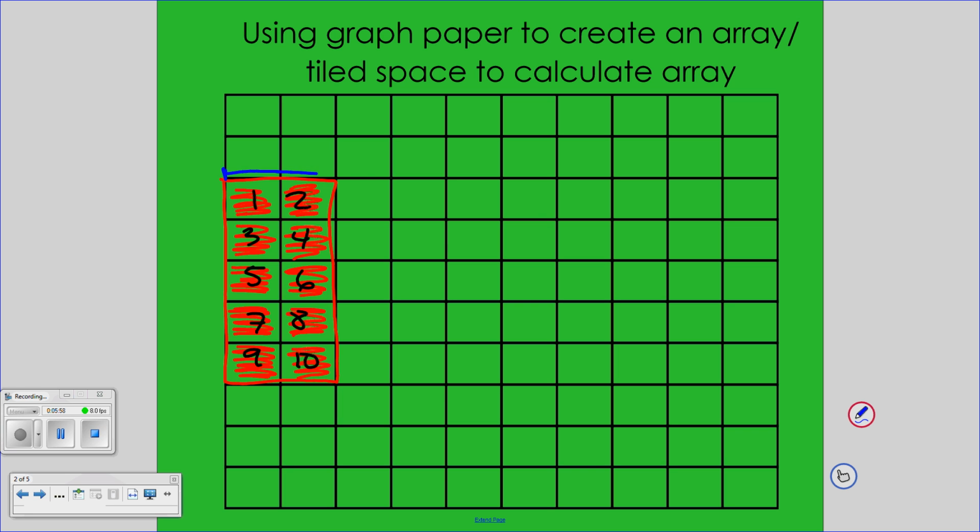Yes, I have 2 columns by 5 rows. So I could count. That is still a fine option. But I want you to move towards using multiplication because this is just a fancier array. That's all it is. Do we see the array? Thumbs up if you see my array. Thumbs to the middle if you're still a little confused.